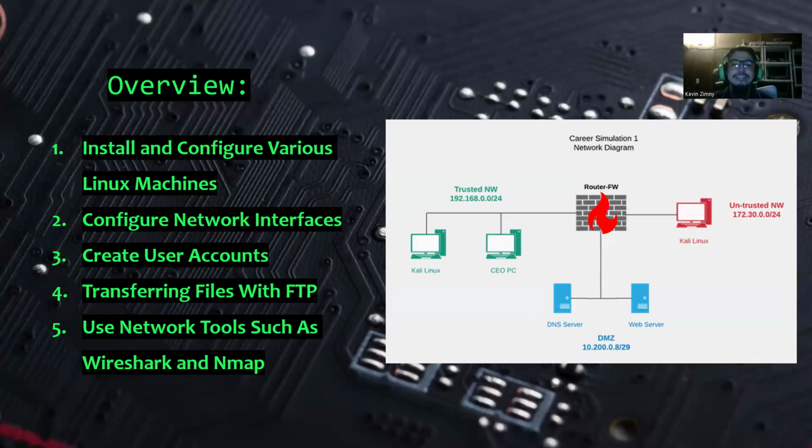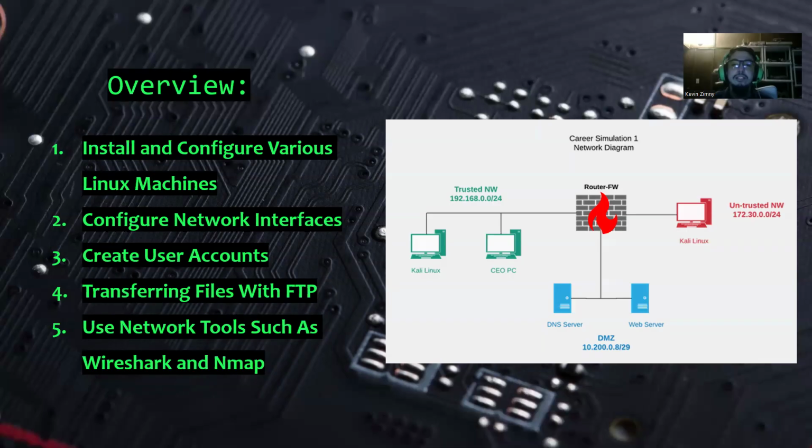You have the trusted network on the left-hand side there, which involves a Kali Linux machine, as well as a CEO PC. On the right-hand side, you have an untrusted PC that will be used to simulate a man-in-the-middle attack. On the bottom, you have the DNS server and the web server.